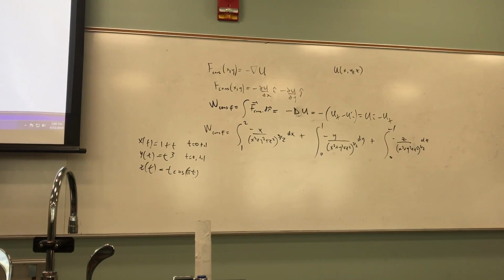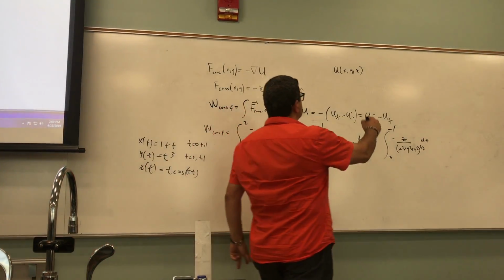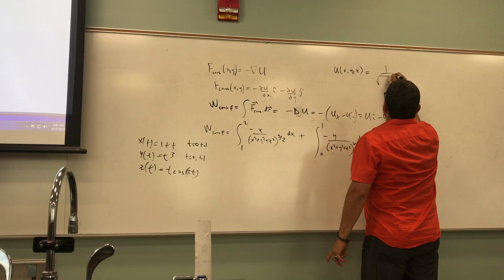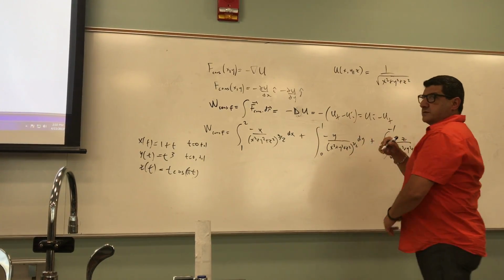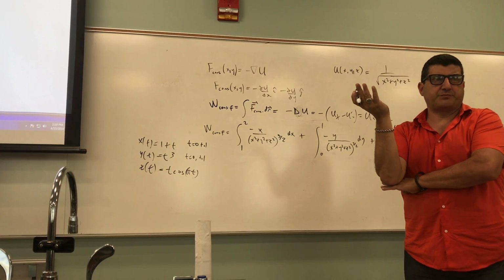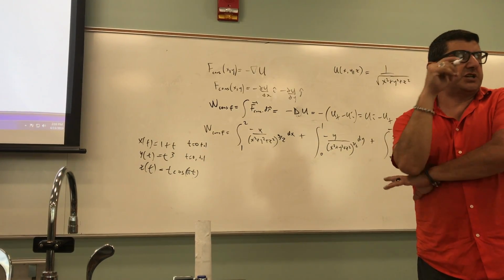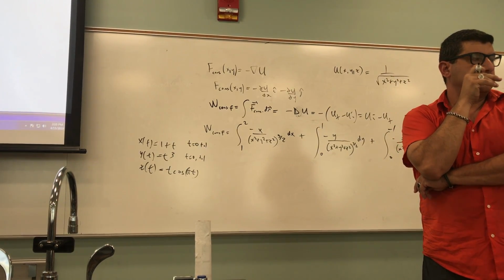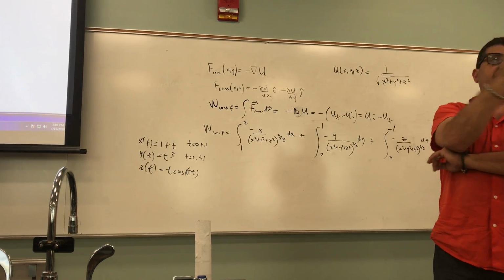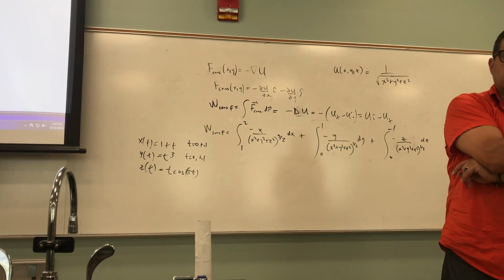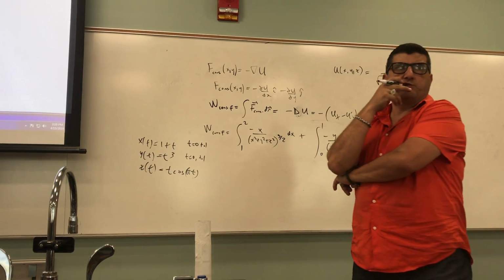So then you say 1 over, how did they get that? Did they just guess it? 1 over square root of x squared plus y squared plus z squared. Was that just a pure guess, or is there a methodology of getting that? In other words, you have to find a function whose derivative is the force. That's given, right? How do you do that?